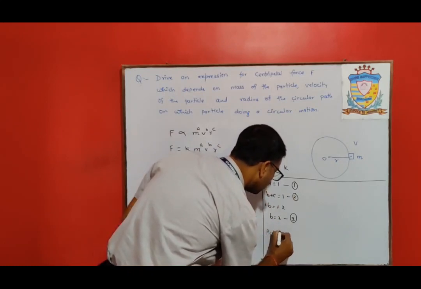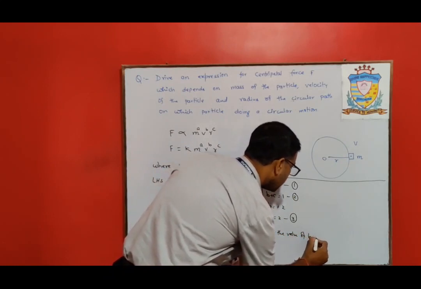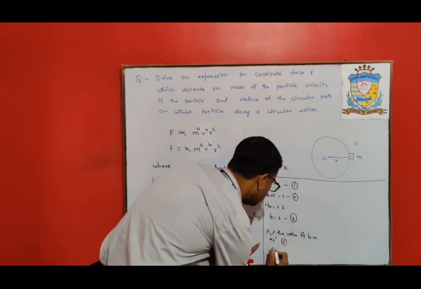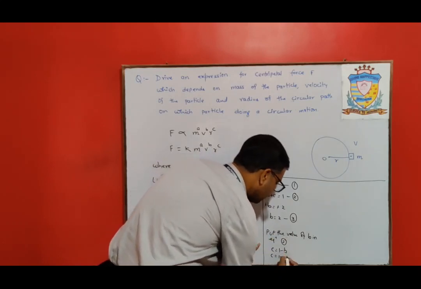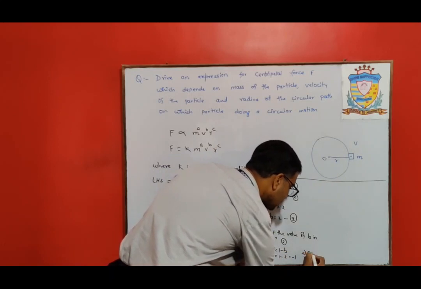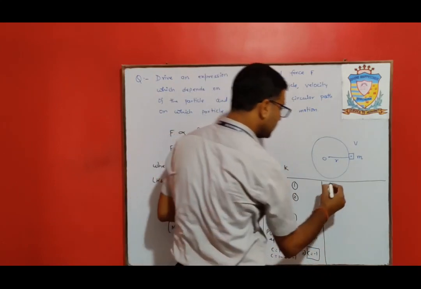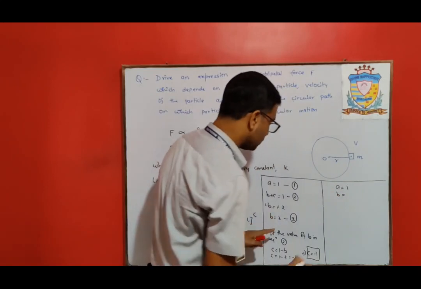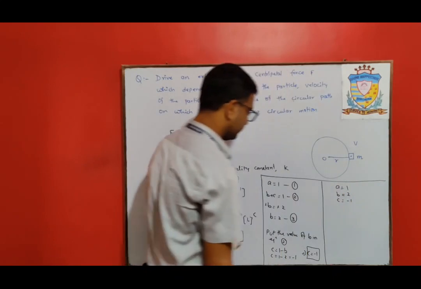So put the value of B in equation 2. So C is equal to 1 minus B. The value of B is 2, so C is equal to 1 minus 2, or you can say C is equal to minus 1. Clear? So from here we can say A is equal to 1, B is equal to 2, and C is equal to minus 1. Clear?